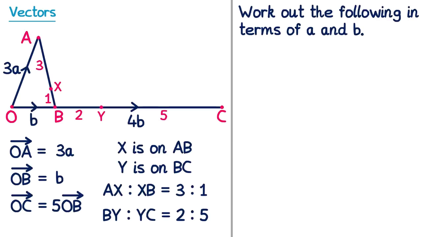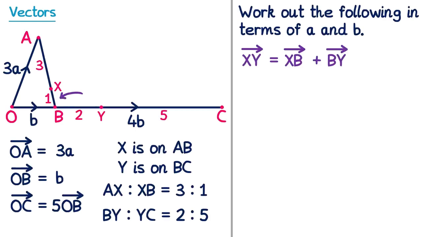Now let's have a look at another vector, this time the vector from X to Y. I'm going to bring the green dot back and we need to find a journey from X to Y. I'm going to suggest we go from X to B, which is the vector XB, and then we go from B to Y, so we add to this the vector BY. Now we just need to work out these two vectors. So let's do the vector from X to B first.